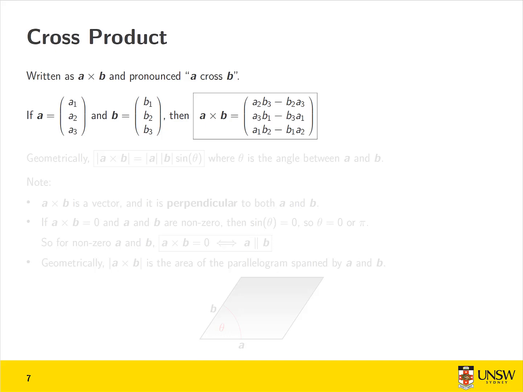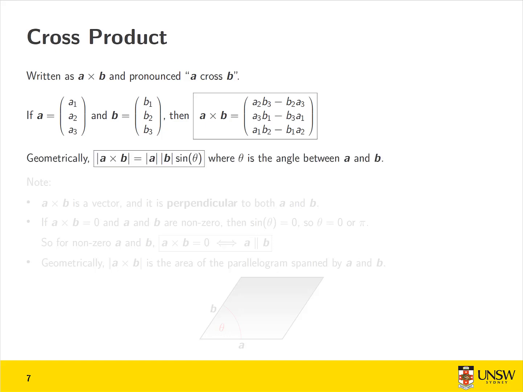Similarly, the second component of A cross B is A3B1 minus B3A1, and the third component of A cross B is A1B2 minus B1A2. Special care must be taken with the order of the pronumerals here, because confusing the signs involved will produce an incorrect result.